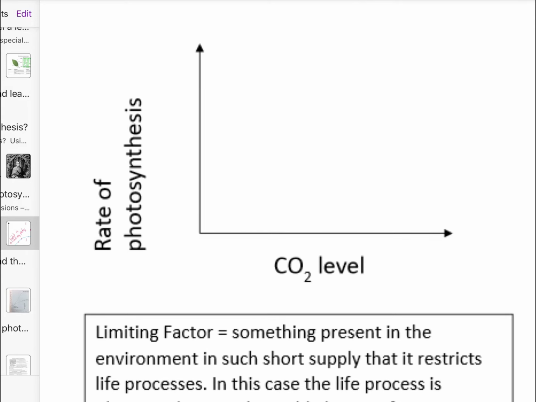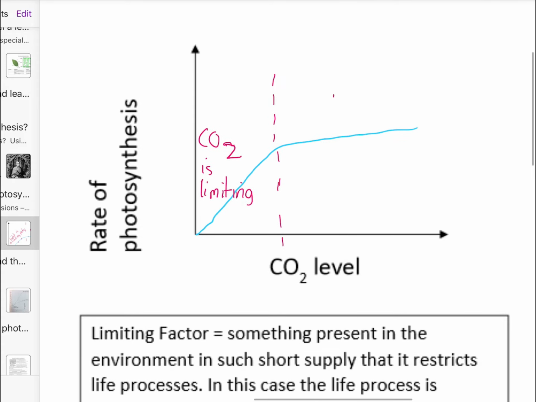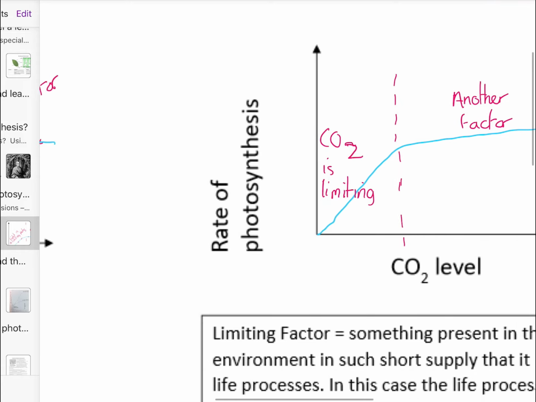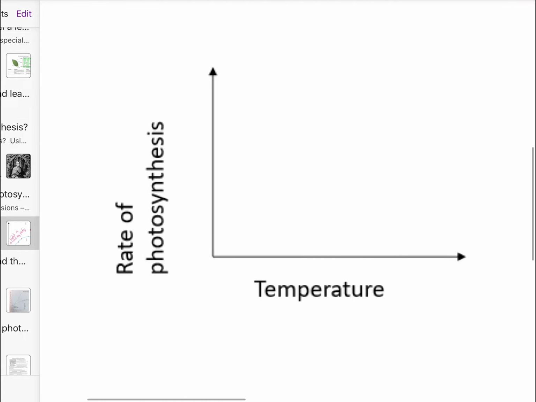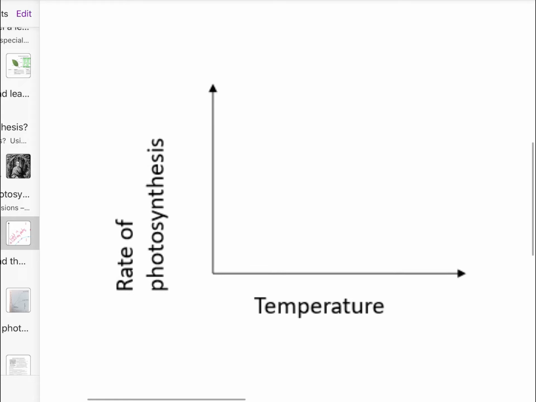Carbon dioxide, we see similar. In terms of the shape of the graph, we see that at very low levels of carbon dioxide, rate of photosynthesis is very low. And then again, we would see a plateau at higher levels of carbon dioxide. So again, we can draw on that dotted line where before that, carbon dioxide is the reason why photosynthesis isn't happening faster. It's a limiting factor. And then after the dotted line, something else is the limiting factor.